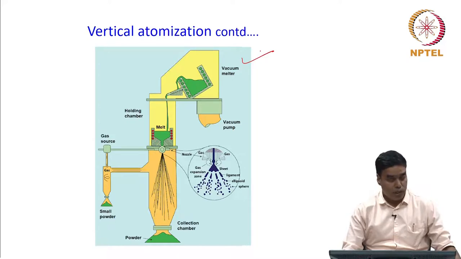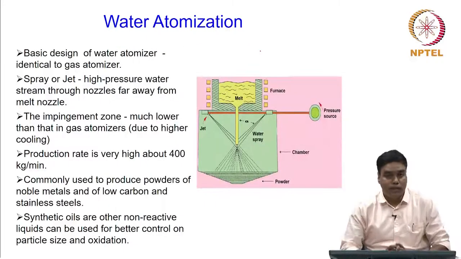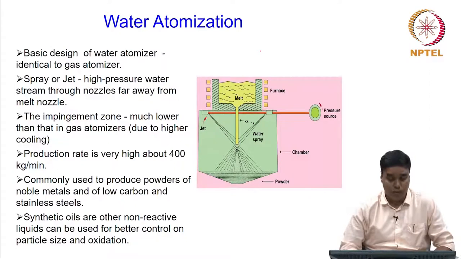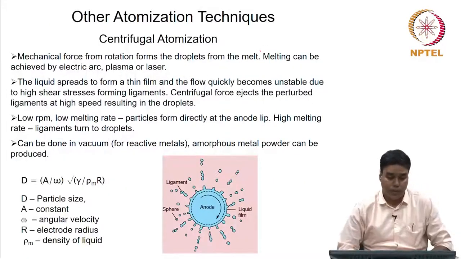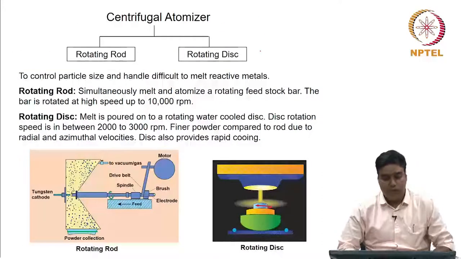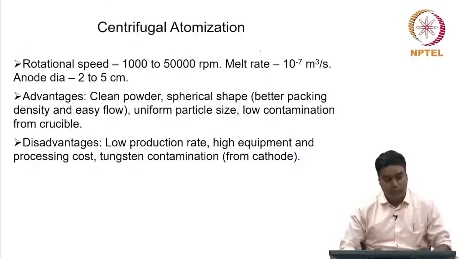And then we also talked about the other atomization techniques like water atomization. And in the previous two classes, we spoke about centrifugal atomization, if you remember. And here we talked about two kinds of centrifugal atomizer. One is the rotating rod, and the other one is the rotating disc. And then we have also discussed the different attributes of this centrifugal atomization process.